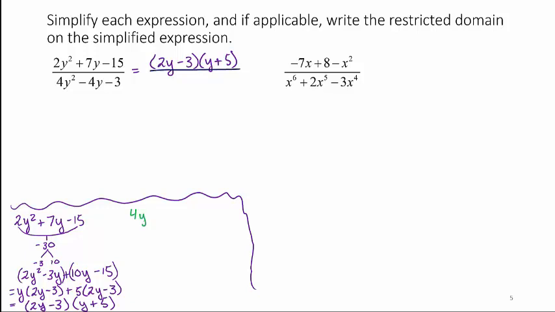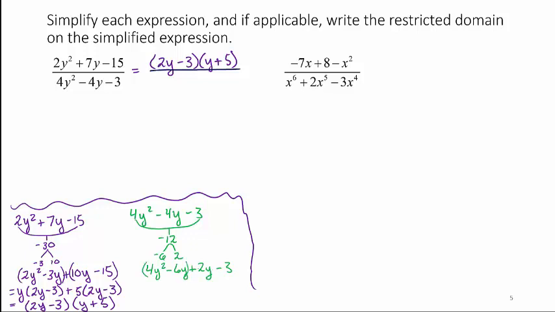So in that case, I have 4y squared minus 4y minus 3. Okay, 4 times negative 3 is negative 12. Do I have factors of negative 12 that add to negative 4? Well, I would say negative 6 and 2, right? Negative 6 plus 2 would be negative 4. Negative 6 times 2 is negative 12. Okay, so in that case, I want to rewrite the middle term. 4y squared minus 6y plus 2y minus 3, right?